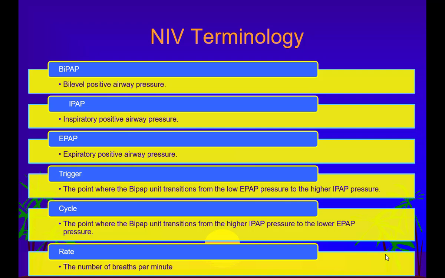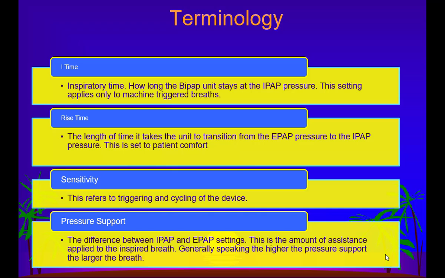Then the rate is simple. It is the rate you set on the machine. It could be any rate, maybe 10, maybe 15, maybe 16, depending on the clinical condition of the patient. Then there is the inspiratory time. Inspiratory time is how long the machine remains in the IPAP phase. Then the rise time is the time that the machine takes to go from EPAP to IPAP.